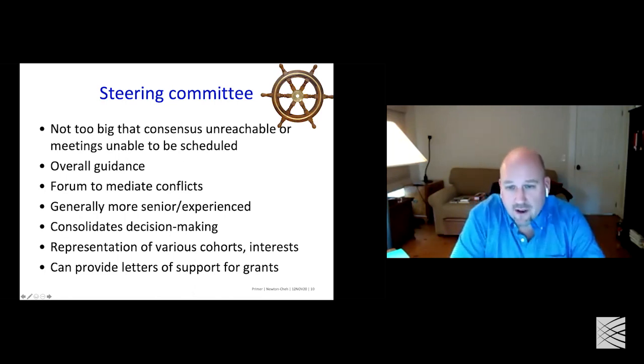So often, depending on how large the consortium is, having a steering committee can be very helpful. The plan is essentially that a steering committee provides overall leadership or overall guidance of the project, but not specifically all the granular logistical details. It's important that the steering committee be not so big that it's unable to achieve a consensus, or even preventing the ability to schedule meetings.